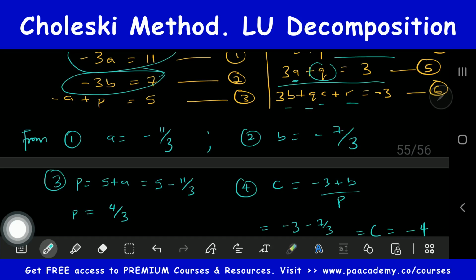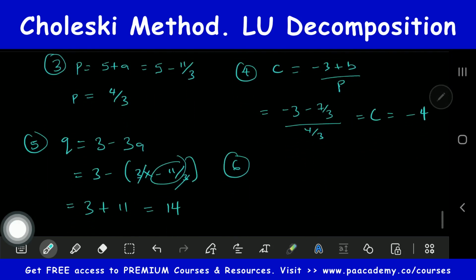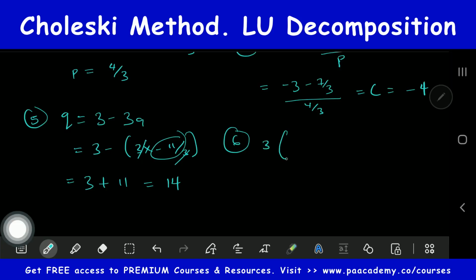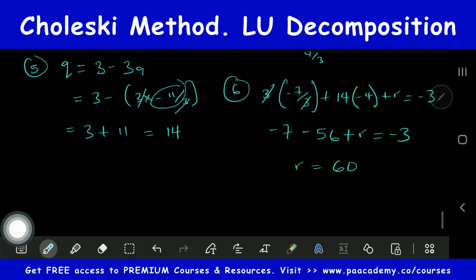So if you just try to solve it, simply put in all these values for b, q, c, and make r the subject formula. So that means we are going to be having 3 into brackets minus 7 over 3, then plus 14 into brackets minus 4, then plus r equals to minus 3. All right, so that will give us, this can cancel this, so that will be minus 7. Then 14 multiplied by minus 4, so that will give us minus 56. Then plus r equals to minus 3. So that means our r will give us 60. Okay. So with this now, we've already gotten the value for a, b, c, and then p, q, r.